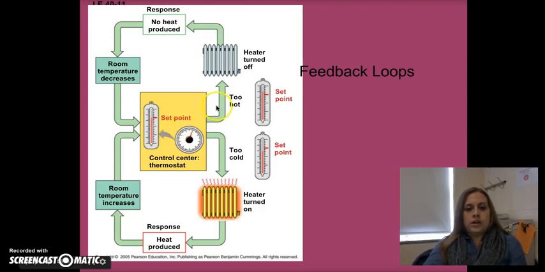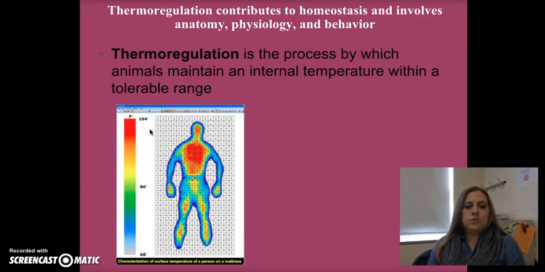Then we have a receptor, and it's going to determine if it's too hot or too cold. So in this case, it's going to be too hot, so the heater is turned off. And so that's going to be our response, or the effector. And so the heat is going to get turned off. The room temperature then is going to decrease until it hits the set point again. Now this also works the other way. So if you set the control center to a certain temperature and it's too cold, then the heater will kick on. The response then is that heat is produced, the room temperature increases until it gets back to that set point.